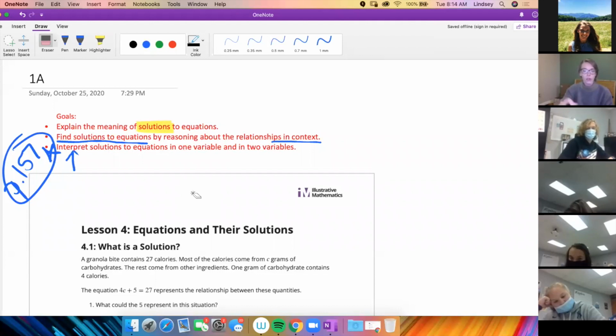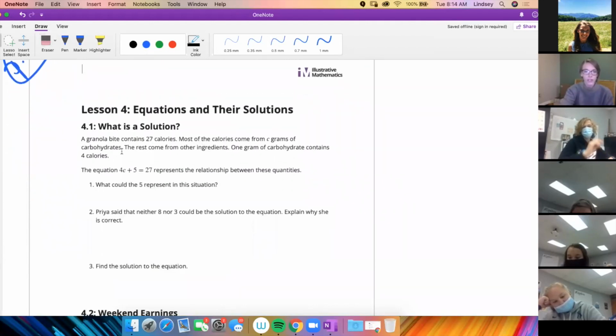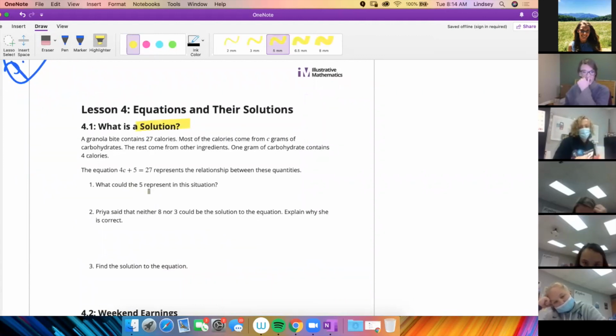Okay, so let's go ahead and get started right into this lesson, 4.1, what is a solution? So there it is once again. Let's break down this little paragraph at the beginning together. Underline and highlight where I do. So it says we're talking about a granola bite and it contains 27 total calories.